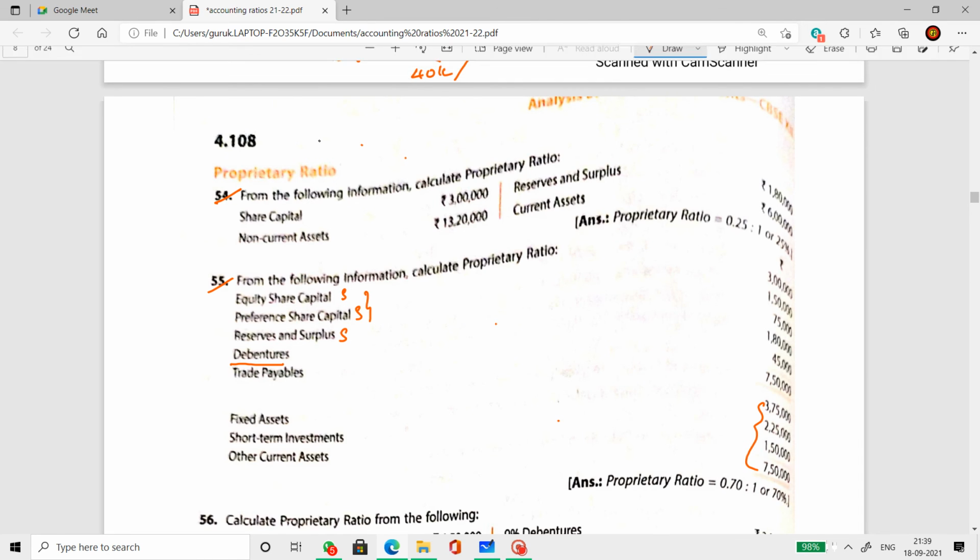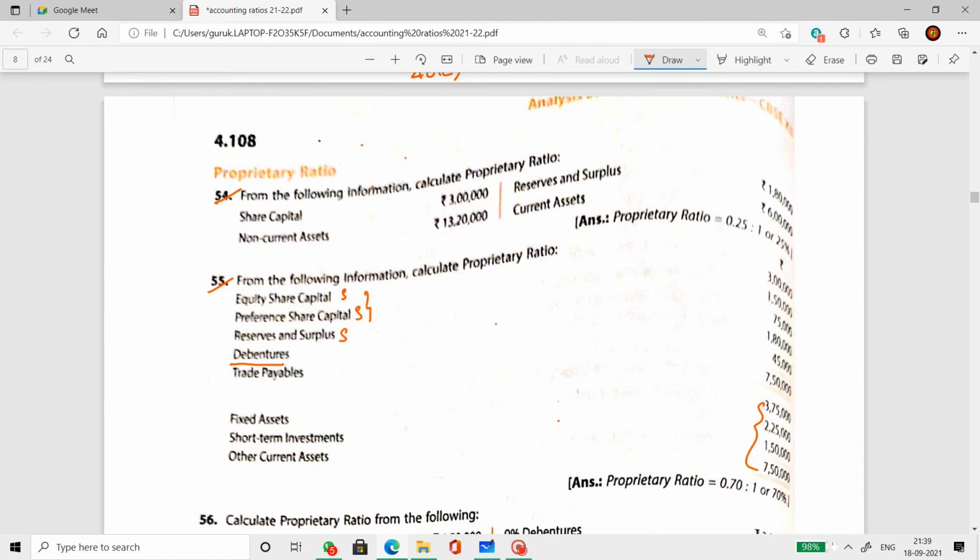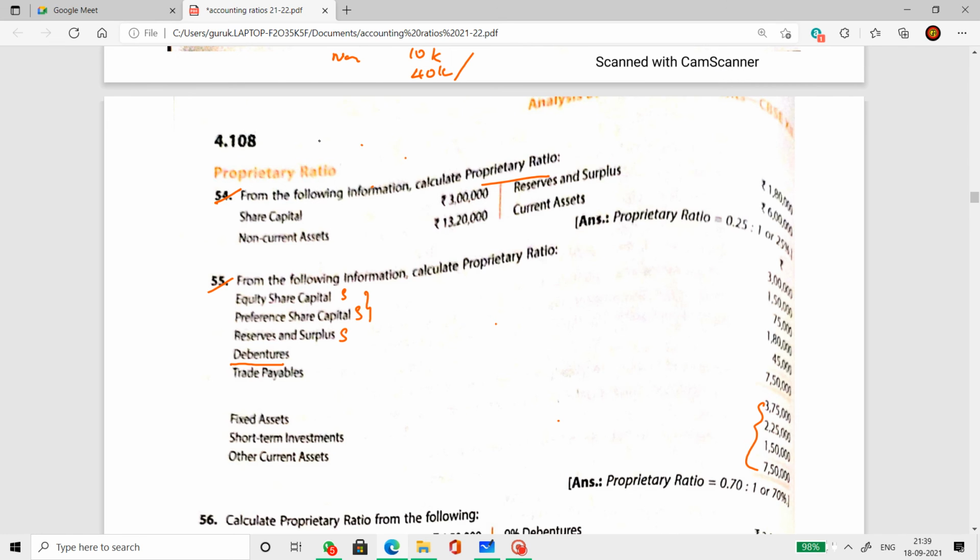From the following information, calculate the proprietary ratio. Share capital. What is proprietary ratio? Shareholders fund divided by total asset. So shareholders fund is share capital plus reserves and surplus. So that means 4,80,000 divided by total asset, and here total asset is non-current asset plus current asset. Non-current includes fixed also and others. So 13 lakh 20 plus 6, so that means 19 lakh 20,000. If you divide you will get the answer, 0.25:1.